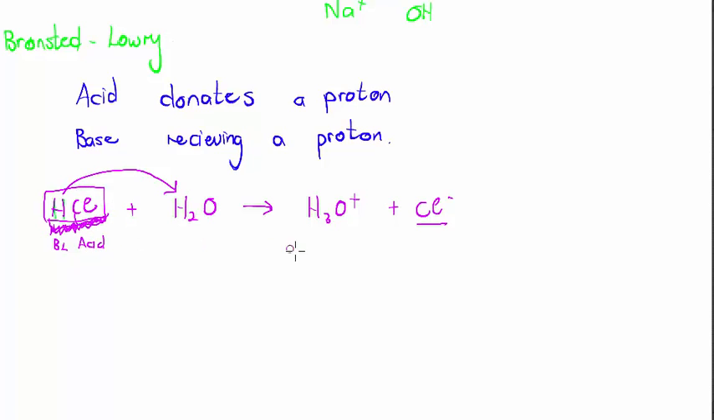And now who received it? This one received it. He used to be H2O, but now he's H3O. So this is the Bronsted-Lowry base. So these two are what we call conjugate pairs, acid-base pairs. Does that make sense?